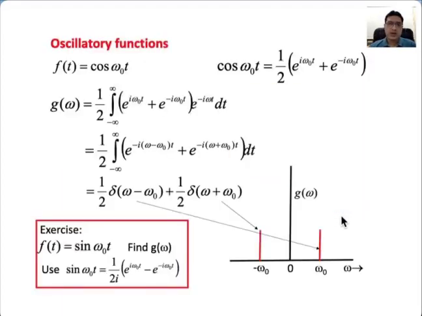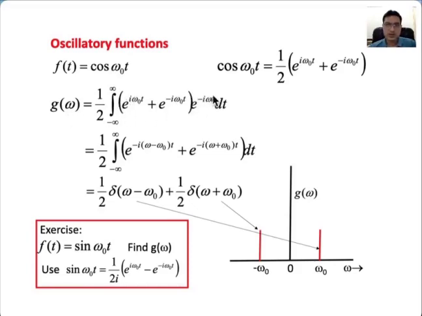Okay, now we can extend this concept, and let's say we use an oscillatory function like cosine omega 0 t, where omega 0 is the frequency of this function. And now we know that this cosine can be written in terms of the exponentials. This is what we have seen in the previous lecture when we wanted to convert our periodic function to the aperiodic function. So this we have written as cosine. Okay, and here is your definition of g of omega.